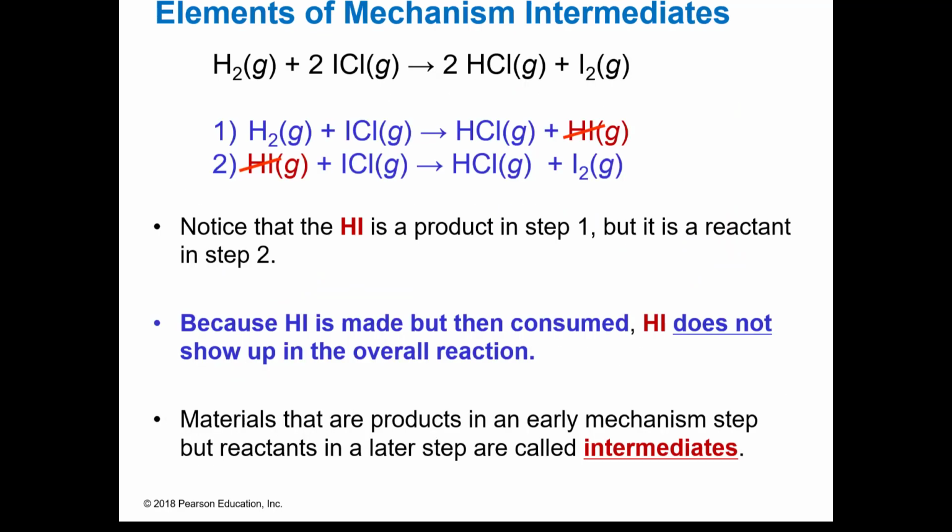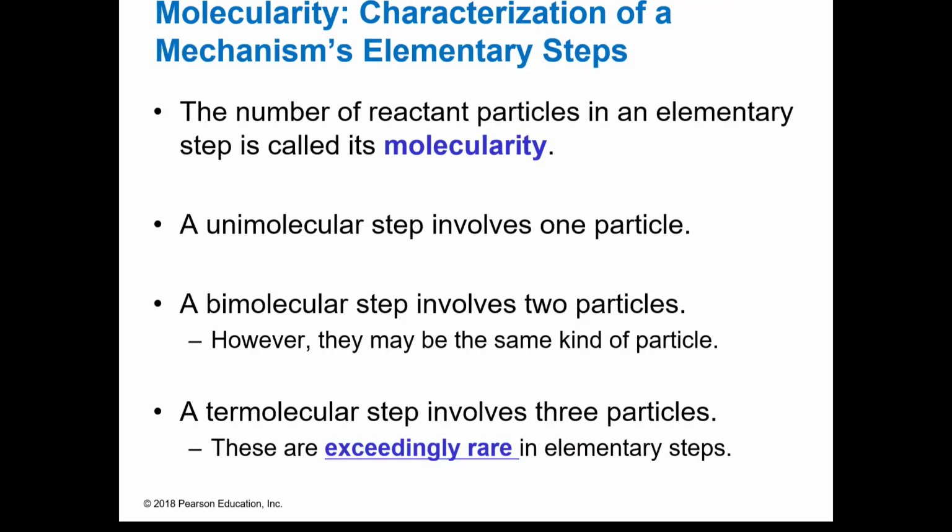And so that book is showing you that. Okay, so since it's consumed, we don't put it in the overall reaction because it really isn't important. And so here's another word for it, an intermediate. Okay, so that's something that you produce in a step, and then you use it up before you get done with the entire reaction. So you can call that an intermediate.